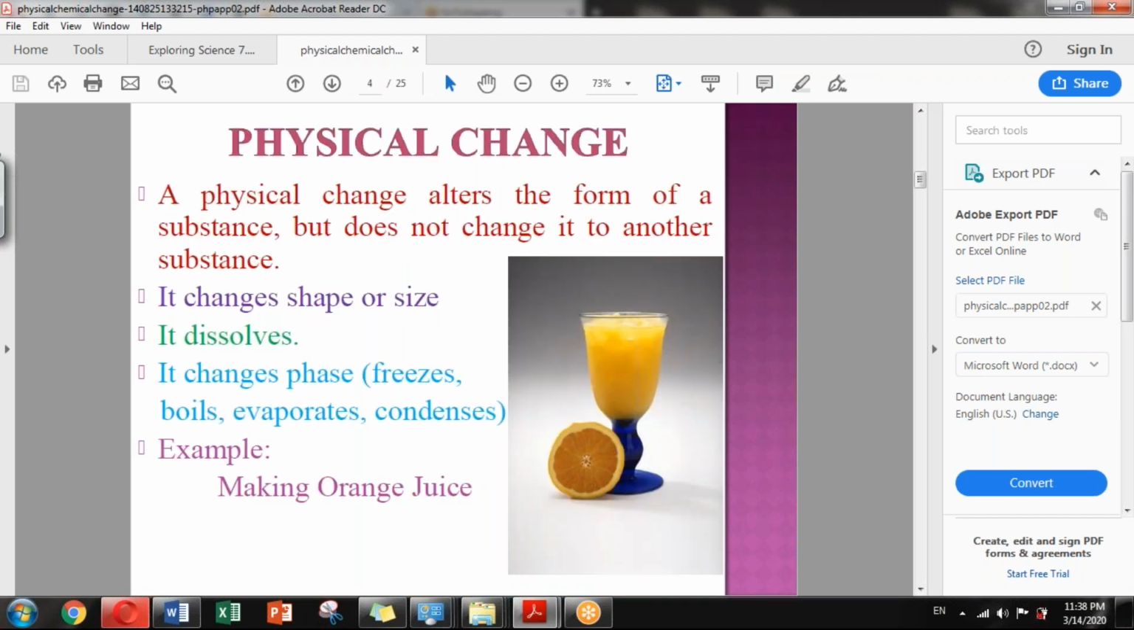So, physical change. What happens in a physical change? In a physical change, guys, there is no change in the structure, in the composition. Physical change alters the form of the substance. Alters means changing the form of the substance, but it doesn't change into another substance. It changes shape or size. Dissolves means making solutions, making mixtures. For example, try dissolving sand in water. Actually it doesn't dissolve, it's insoluble, but itself is a mixture. It changes phase: freezing, boiling, evaporation, condensation. All these processes are physical processes.